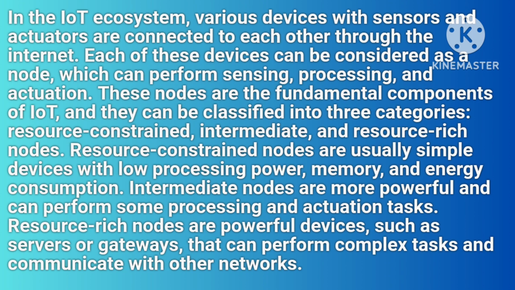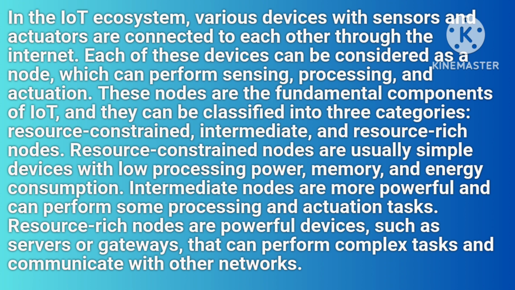In the IoT ecosystem, various devices with sensors and actuators are connected to each other through the internet. Each of these devices can be considered as a node, which can perform sensing, processing, and actuation. These nodes are the fundamental components of IoT, and they can be classified into three categories: resource-constrained, intermediate, and resource-rich nodes. Resource-constrained nodes are usually simple devices with low processing power, memory, and energy consumption.